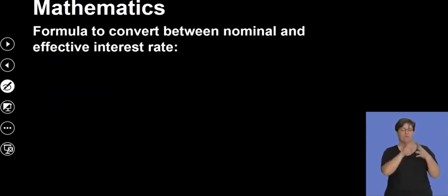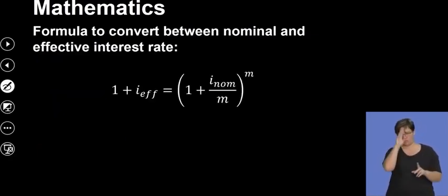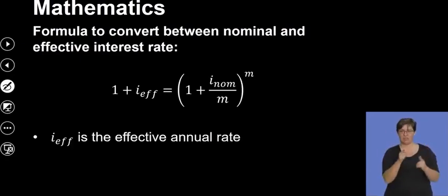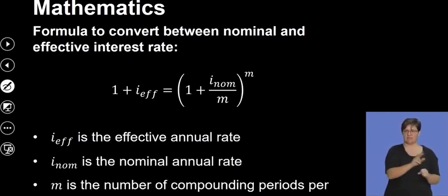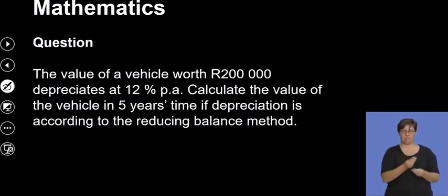Now, the formula to convert between the nominal and the effective interest rate, just a quick recap. Remember, it is given by that. And our definition is: i effective is the effective annual rate, i nominal is the nominal rate, and m is the compounding period. Now, let's look at a few questions and see exactly what all of this ties up to.